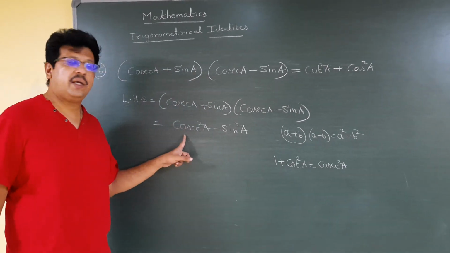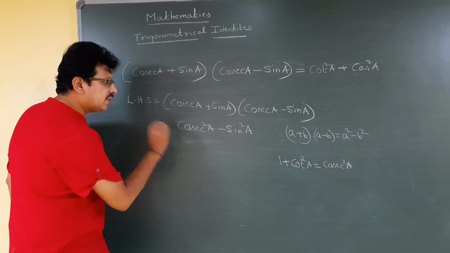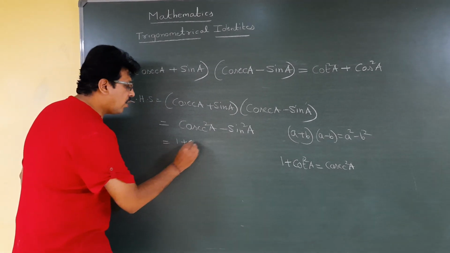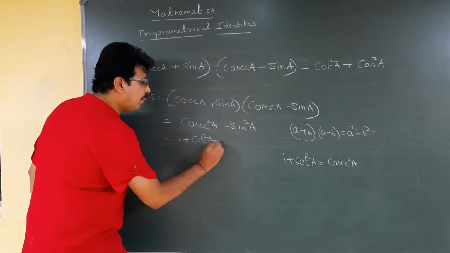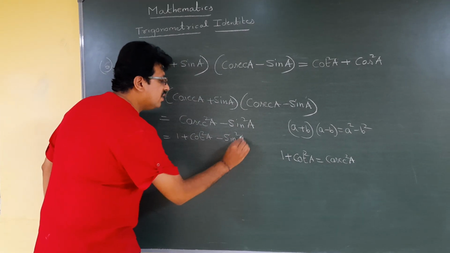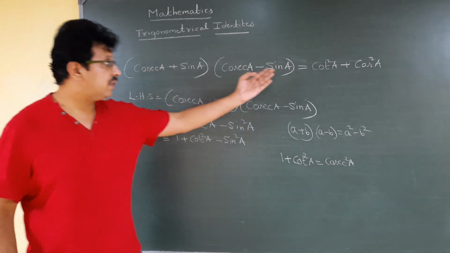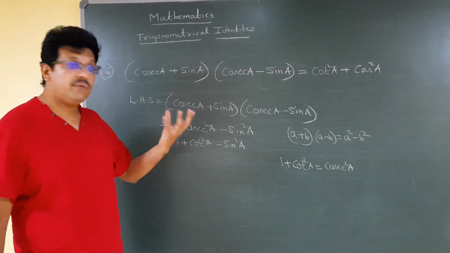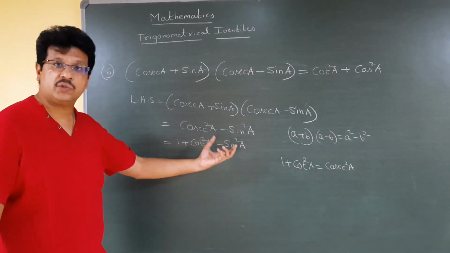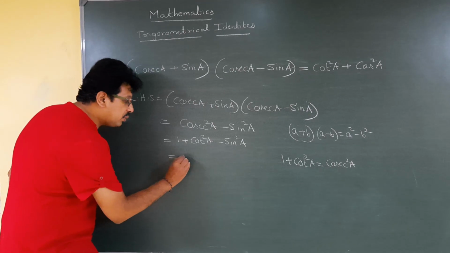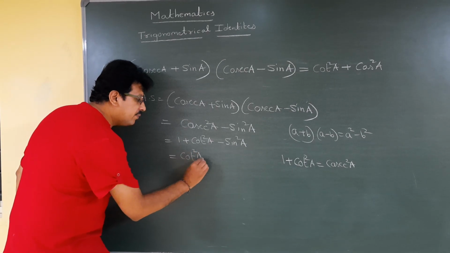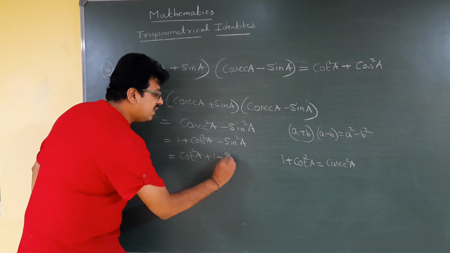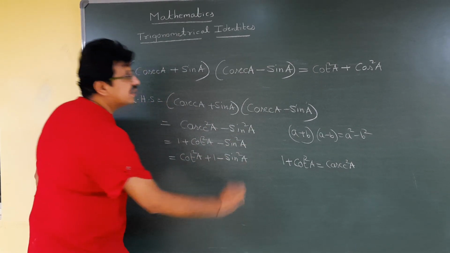So what is cosec square A here? We can write this cosec square A as 1 plus cot square A, minus sin square A, children. That is what you should know, because in the RHS it is cot square A, so I also have to bring it in terms of cot only. Now we have to be very careful. We have to rearrange the terms. Cot square A we already got; we can write this as plus 1 minus sin square A.